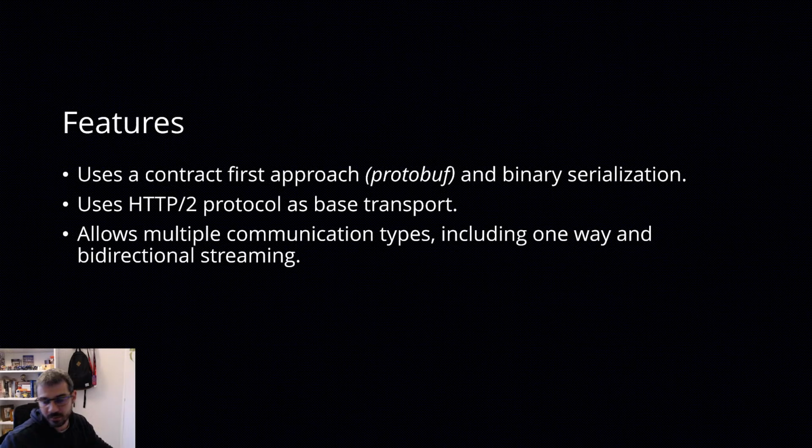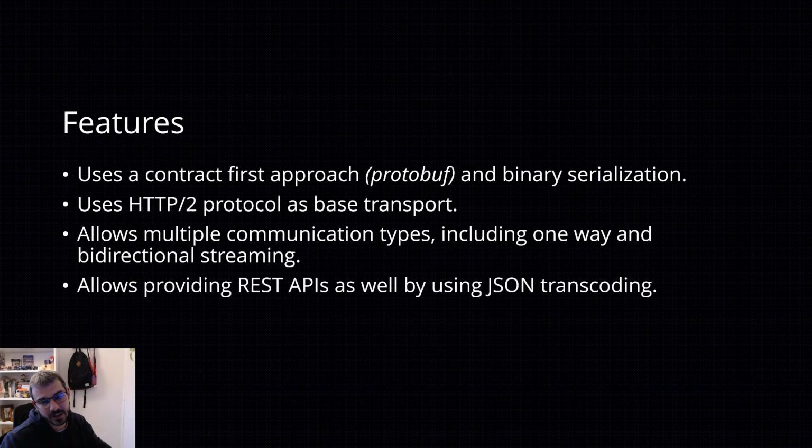It allows multiple communication types, including one-way and bidirectional streaming. As we have seen before, it allows multiple communication types by taking advantage of the protocol, allowing bidirectional streaming as well. And it allows providing REST APIs as well by using JSON transcoding. In .NET at least, it allows, by using an opt-in package, exposing already defined RPC services as REST APIs.